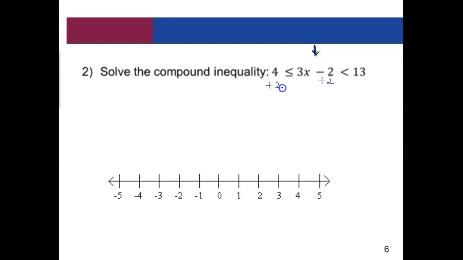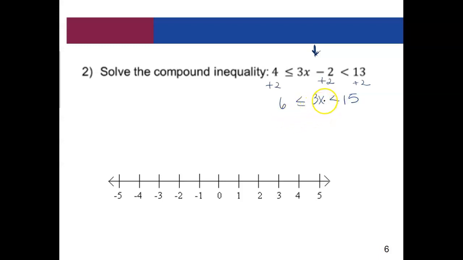We also have to do the same thing to all 3 parts this time. So 4 plus 2 is going to be 6. We're going to be left with 3x in the middle. And then we're going to have 15.